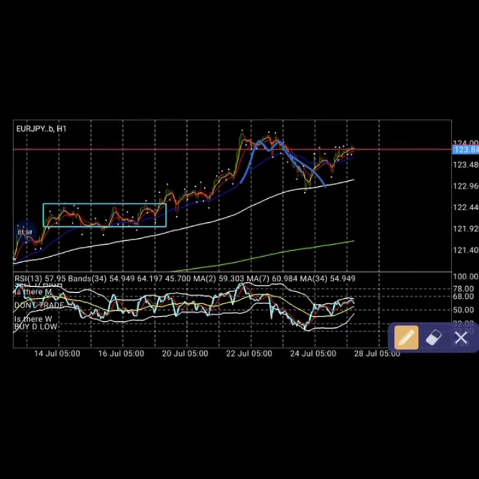So right now, if not that the market has been trending, I would have to look for a sell opportunity on the EURJPY. If price was to come here, I want to get price, then I take it down. So this may be my safety trade.